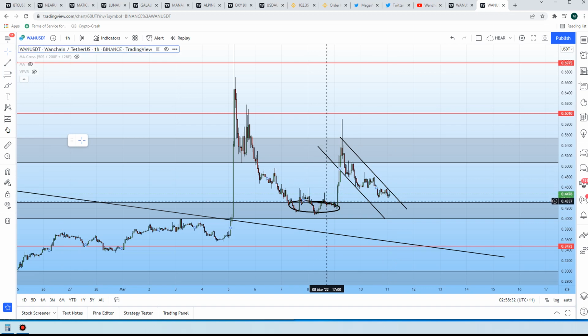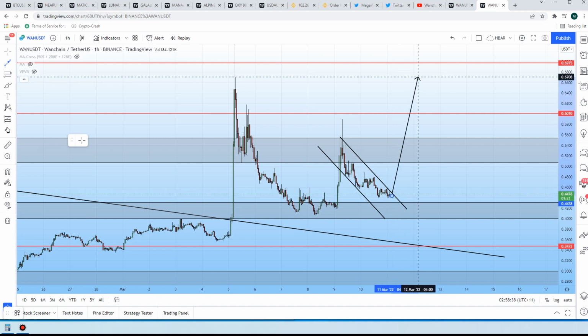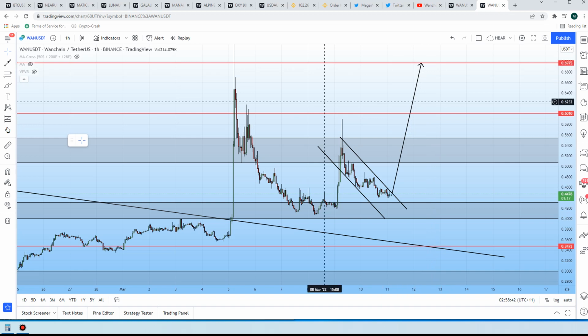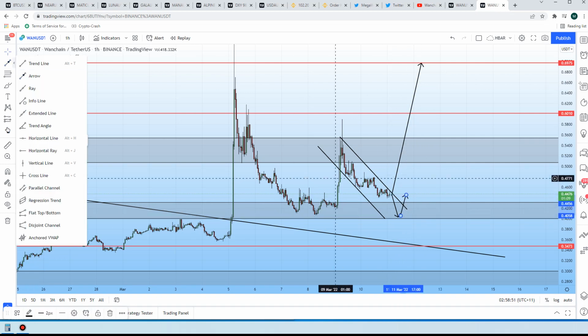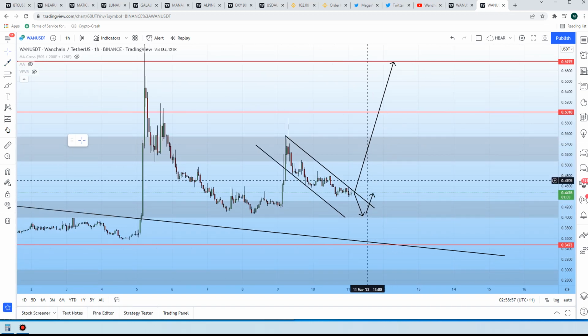What I would expect to see Wanchain do over here is one of two things. I would expect either a replication of what we saw, but to a greater extent, moving up to about 70 cents, or a push downwards to retest this support zone first before we consolidate and potentially move back upwards. So it is looking optimistic for Wanchain. I don't know if now's the best time to buy. I'll be waiting for a confirmation.